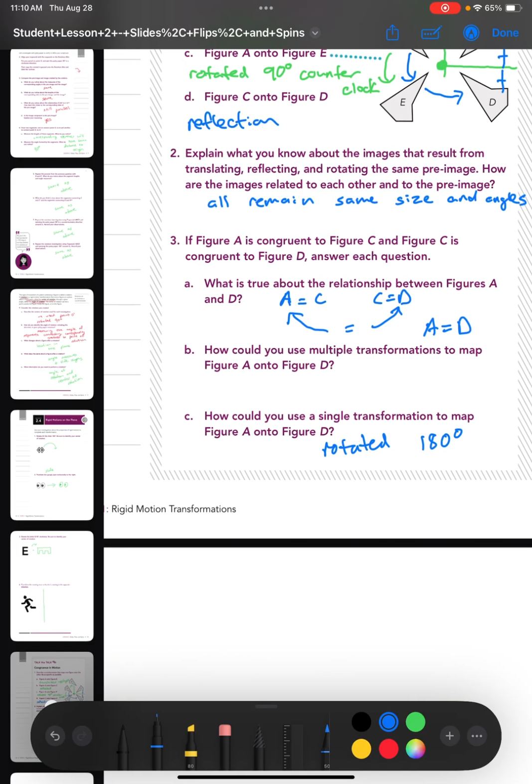All right, so that finishes up this lesson on rigid motion transformations. Again, I encourage you to use your patty paper to manipulate these things, look at all the images, and see what the pre-image and post-images look like so you can have hands-on experience with these different things.